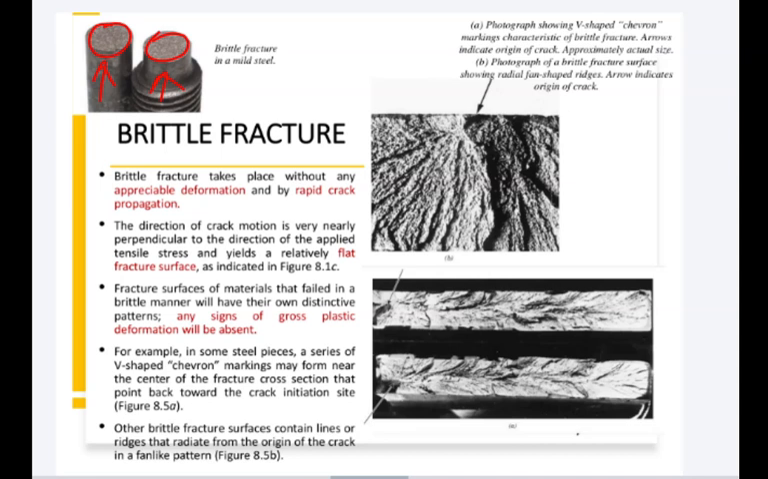So brittle fracture takes place without any appreciable deformation and any crack propagation, right? So the crack propagation here, once the crack is generated, it propagates very rapidly. You will not see the crack propagating. It rapidly propagates and suddenly fracture occurs. Now the direction of the crack's motion is very nearly perpendicular to the direction of the applied stresses. This point is very important, right?